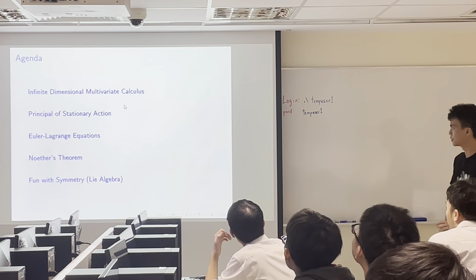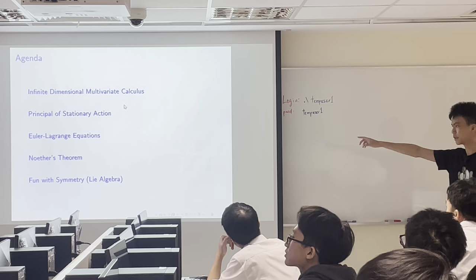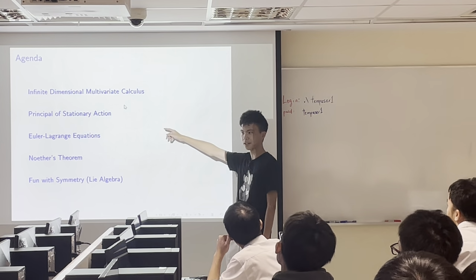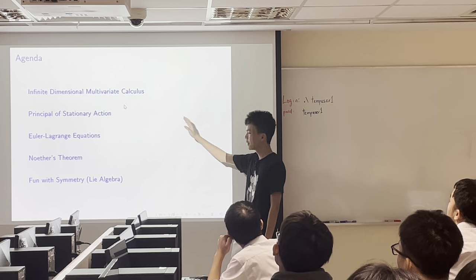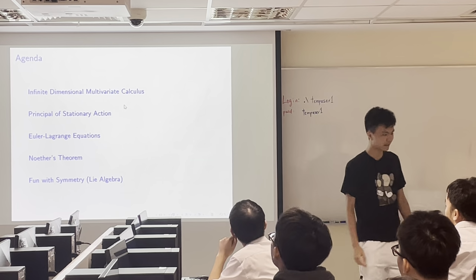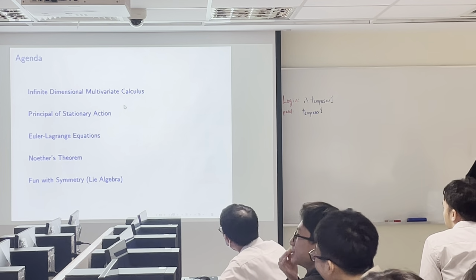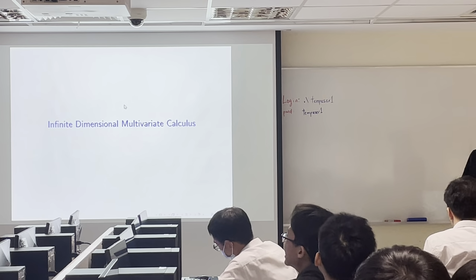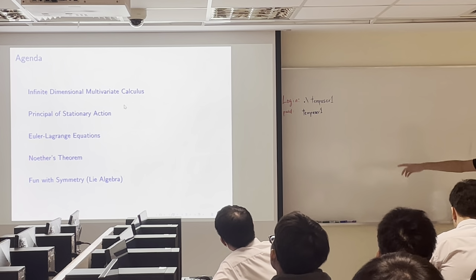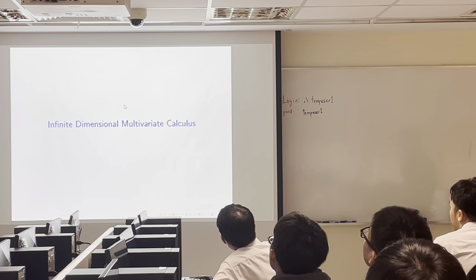Okay, so here's a rough overview. I'll first introduce variational calculus by talking about it as a form of infinite dimensional multivariate calculus. So it will help a lot if you know multivariate calculus in finite dimensions first. But we're trying to make it work. Then I'll talk about the Euler-Lagrange equations, and after that we'll have a bit of fun with some extra content.